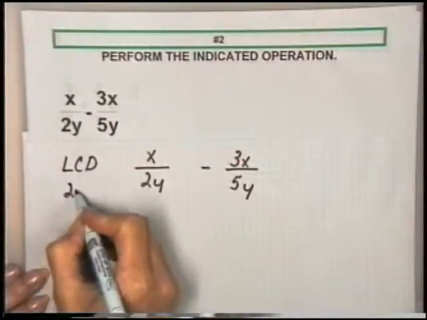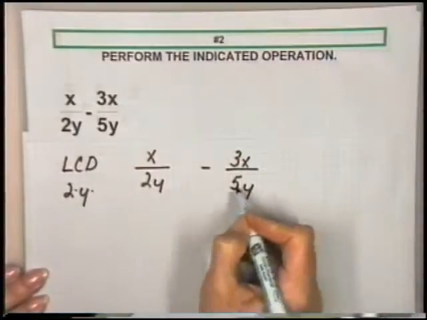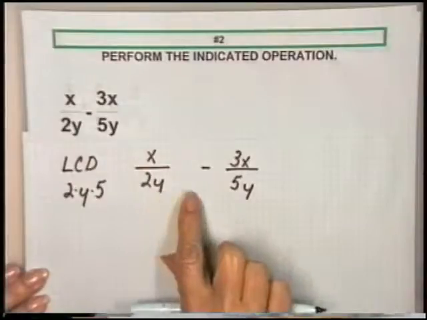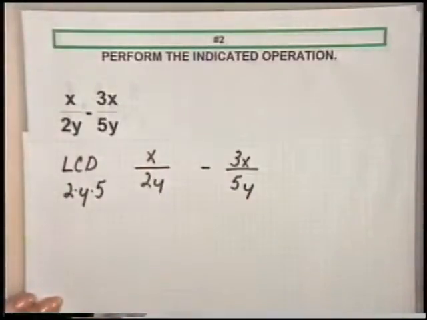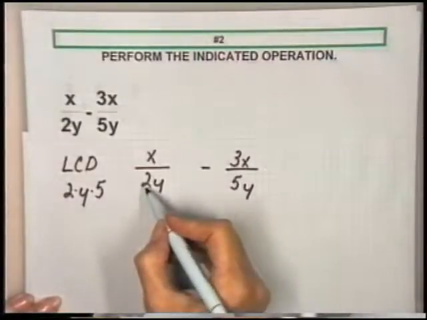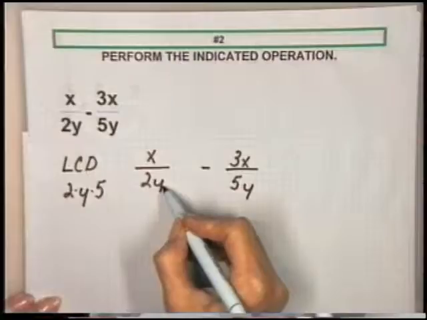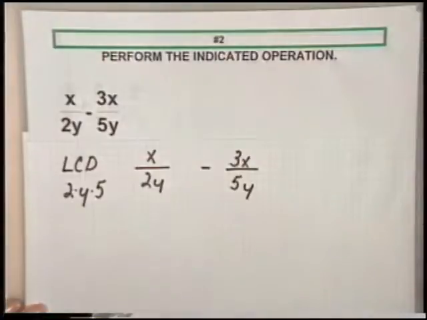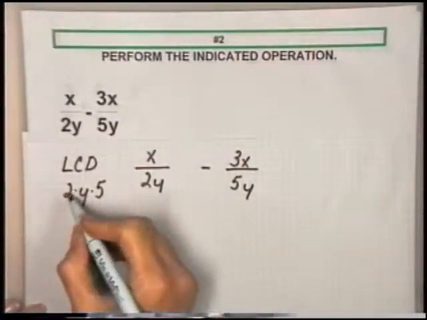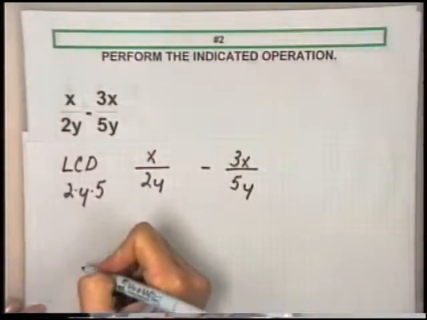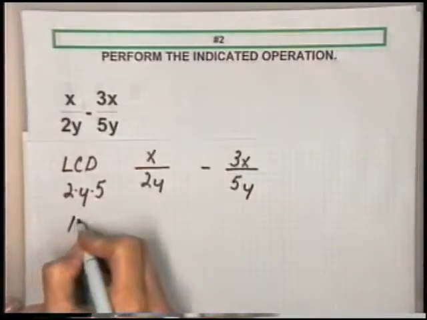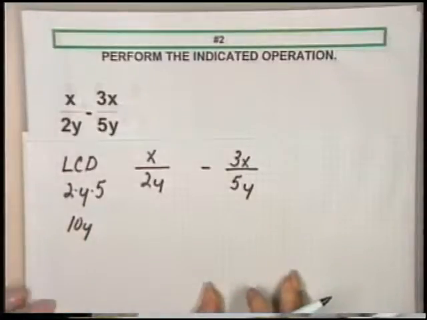I have a factor of 2, a factor of y, a factor of 5, and since I have already used the factor of y, I do not need to use it again. So I have written each different prime factor. The 2 is raised to the first power, the y is to the first power, the 5 is to the first power, and the y is to the first power. So I only need to use each factor raised to the first power. So my LCD is 2 times y times 5, or 10y.